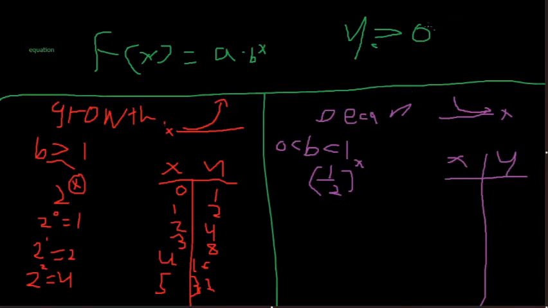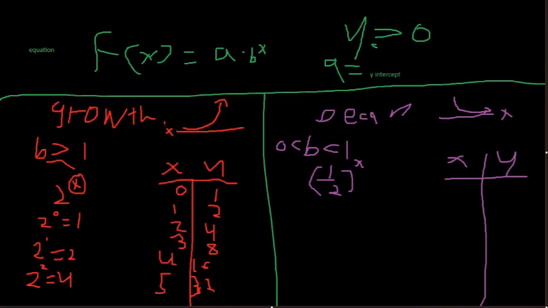And the reason why I'm not showing a right now is because, just like how b in a linear function is the y-intercept, a is the y-intercept. So a is the y-intercept and b is the factor for an exponential function. So let's go back to this.